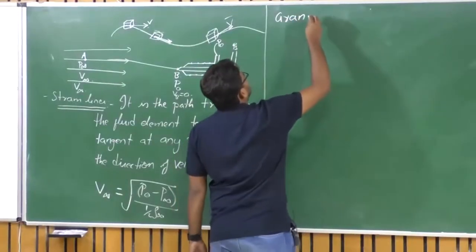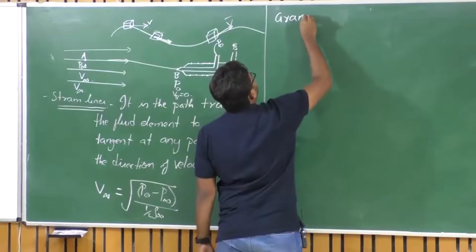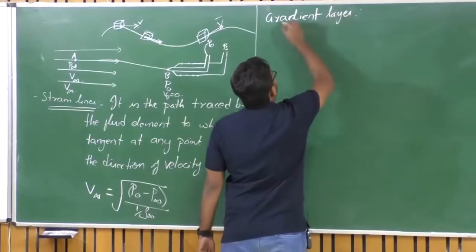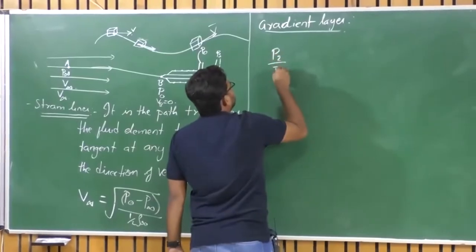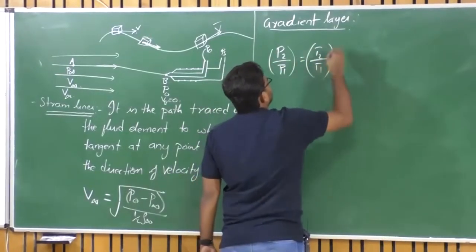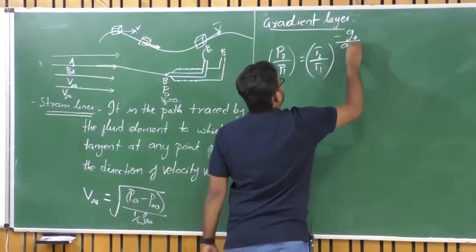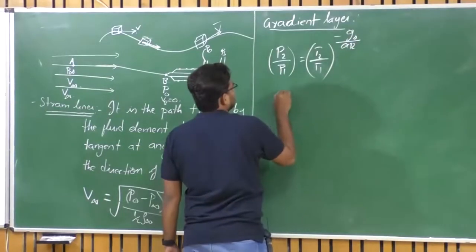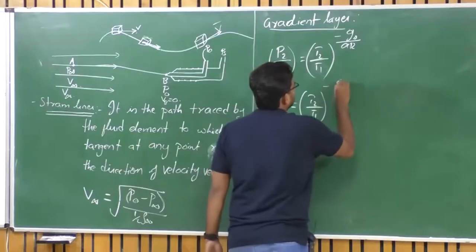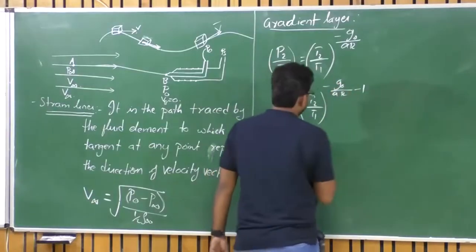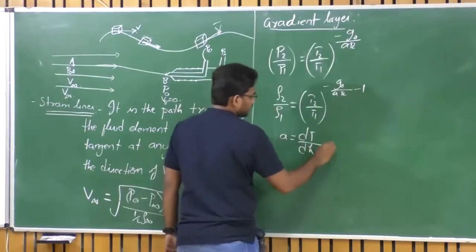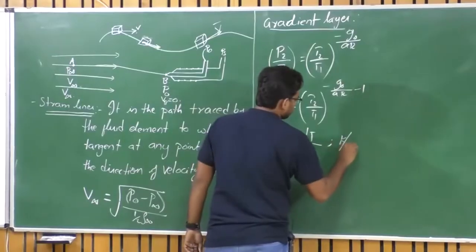We also looked at pressure, density and temperature as a function of altitude, from which we derived the gradient layer equations and isothermal layer equations. P2 upon P1 in a gradient layer is equal to T2 upon T1 raised to the power of minus G0 by aR. And rho 2 upon rho 1 is equal to T2 upon T1 raised to the power of minus G0 upon aR minus 1, where a is called the lapse rate, dT upon dH, which is Kelvin per kilometer.